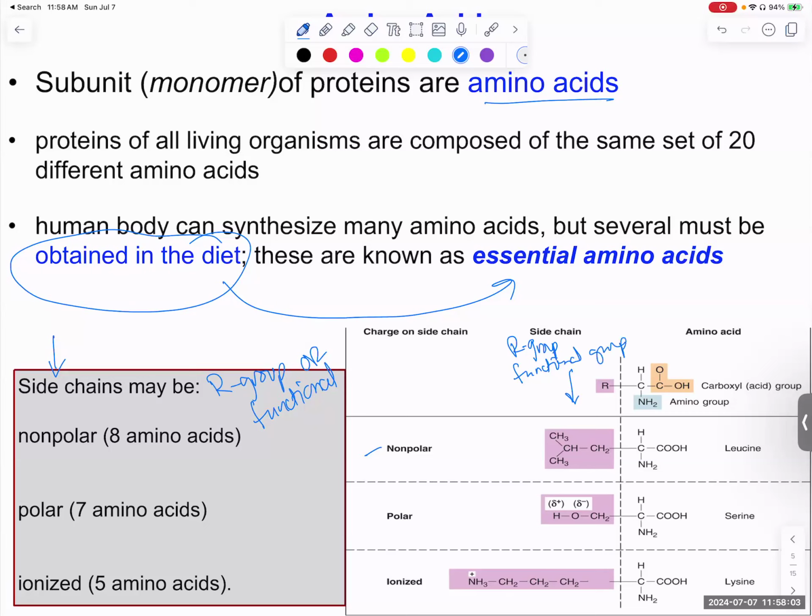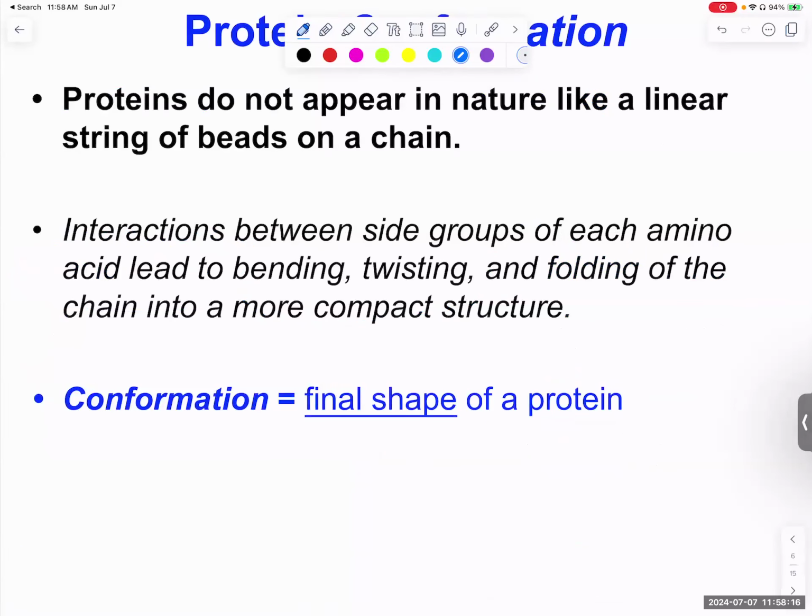And you can see nonpolar, all the bonds are shared equally. Polar, electrons are not shared equally. Ionized, you're going to have an ion or an ionized molecule on it.